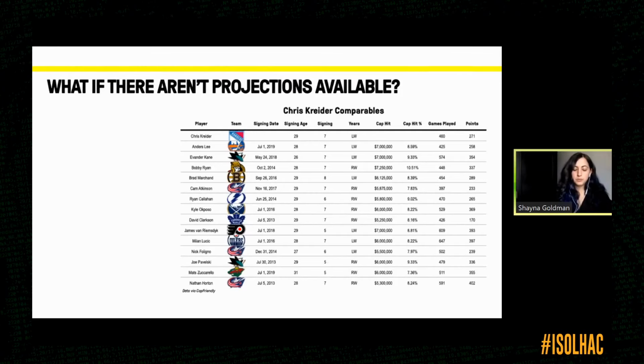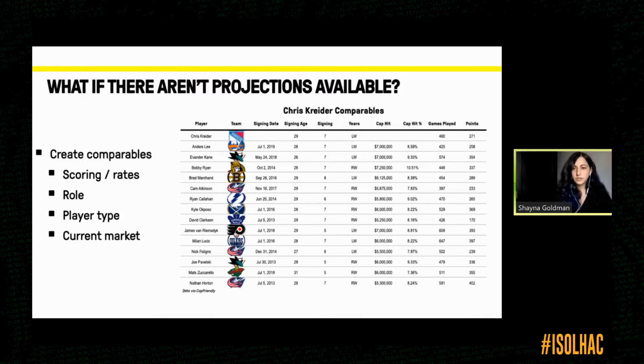So what if there aren't projections available? And this might happen more often with a mid-season signing. So you have to create your own comparable, which is something I tried to do with the Chris Kreider signing to estimate what his contract could look like. And my starting point was using comparable deals. So you can look at the players' scoring rates to find similar players at the same production levels. We know this is something many traditionalists in hockey rely on: points and their production rates. Role is also important. What are other top 6 wingers making, or top line left wings making? Player type. So who else is that net front presence or power forward? What are they making? What are their contracts looking like? And the other question is current market.